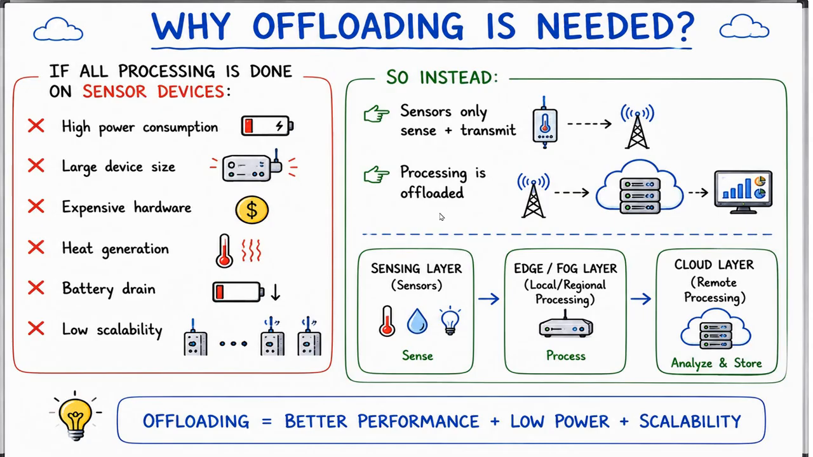So processing is offloaded because here heavy tasks are shifted to local systems, that is the edge layer, and regional servers which are the fog layer, and the remote servers which are the cloud layer. So technologies like edge computing and cloud computing make this possible, and the key idea behind this is, instead of making every sensor smart and powerful, we make the system smart as a whole by distributing the task efficiently.